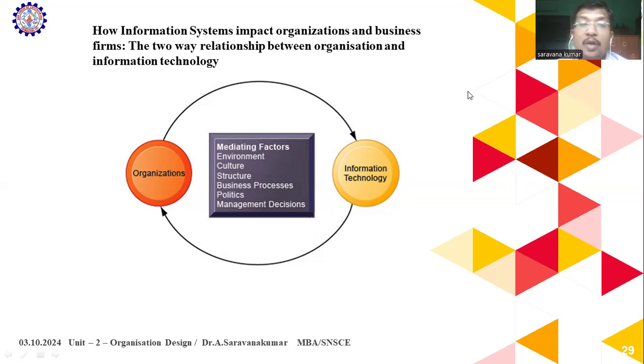Now we are going to discuss how information systems impact organizations and business firms, the two-way relationship between organization and information technology. So now you can see the organization and information technology. What are the affecting factors, that is, the mediating factors? They will affect the information technology: environment, so we already discussed the PEST analysis, right? Environment, culture, structure, business processes, politics, management decisions. These are the things that will affect information technology.